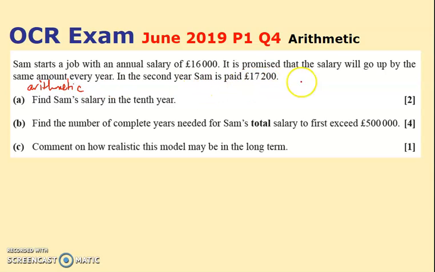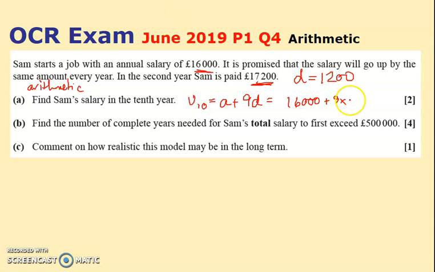It does say so at the top. In this second year he's paid this, so straight away I know that D must have gone up £1,200 given these two things. Find his salary in the 10th year, well that would be U10, is A plus 9D, which is 16,000 plus 9 times the 1,200. I'll just do that on my calculator. 16,000 plus 9 times 1,200 and 26,800. It's gone up quite a lot, it seems.